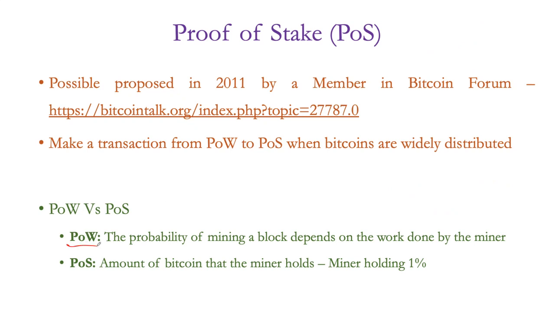So in proof of work, the probability of mining a block depends on the work done by your miner, whereas in proof of stake, it depends on the amount of Bitcoin that the miner holds. That miner holding around 1% of the bitcoins is doing the mining job or the difficulty computation.